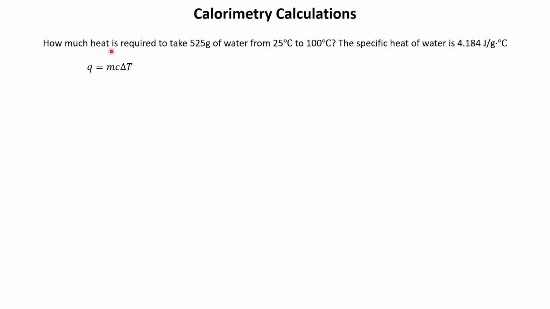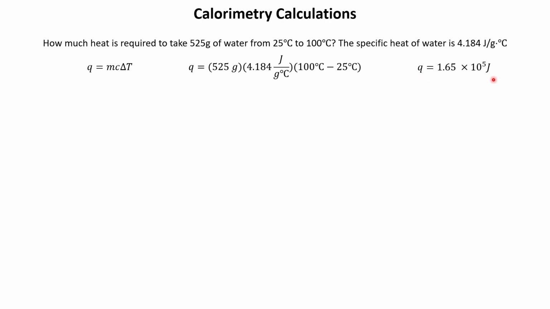Starting with our Q equals mcΔT, let's plug in what we know. We know our mass, that's 525 grams. We know our specific heat, that's 4.184 joules per gram times Celsius. And here is our temperature change. Remember, we always want to go final minus initial. So our final temperature is going to be 100 degrees C. Our initial temperature was 25 degrees C. This gives us a Q of 1.65 times 10 to the 5th joules.